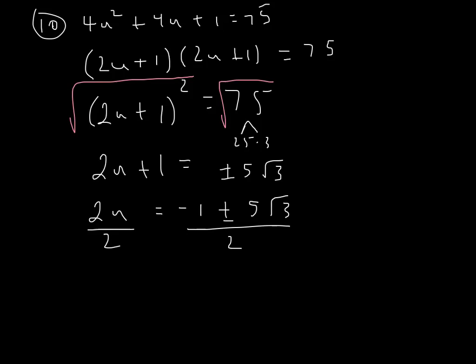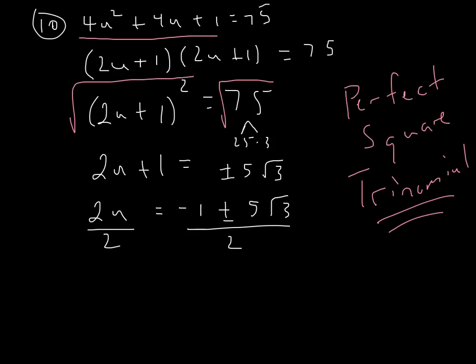All right, number 10. It says to solve by using square roots, which means that it must be possible. So we take a look at our 4u squared plus 4u plus 1. That is already a perfect square trinomial. So we got 2u plus 1 times 2u plus 1, which is 2u plus 1 all squared.